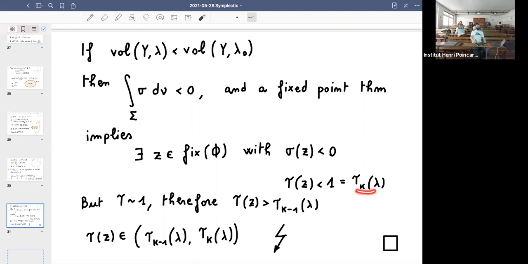1, I remind you, was tau k, but the function tau is actually very close to 1. And therefore, tau is larger than tau k minus 1 of lambda. Now, this fixed point of the first return map gives us a periodic Reeb orbit of the contact form lambda, and its period is contained in the open interval from tau k minus 1 to tau k, which is a contradiction because the tau k enumerates the elements of the action spectrum. So I was a little fast on this, but I can answer questions just in case. Otherwise, I can stop here. Sorry for being over time. Thank you very much.